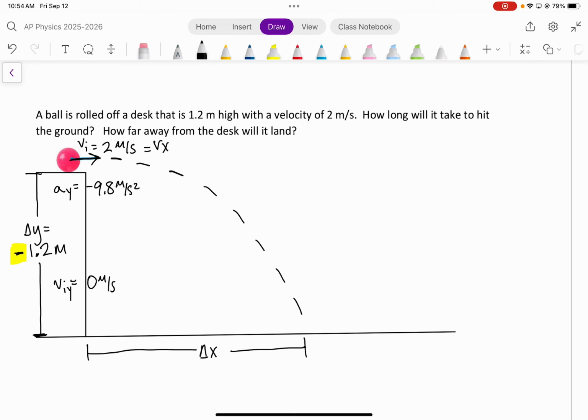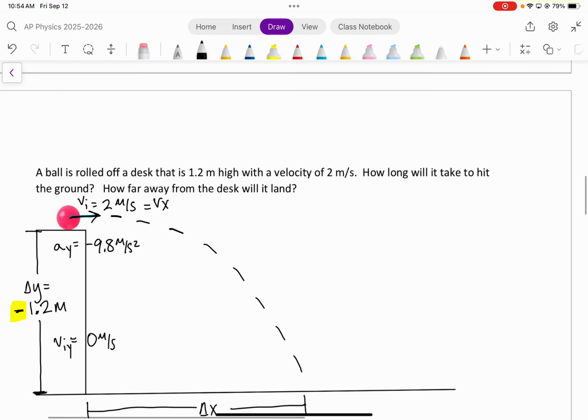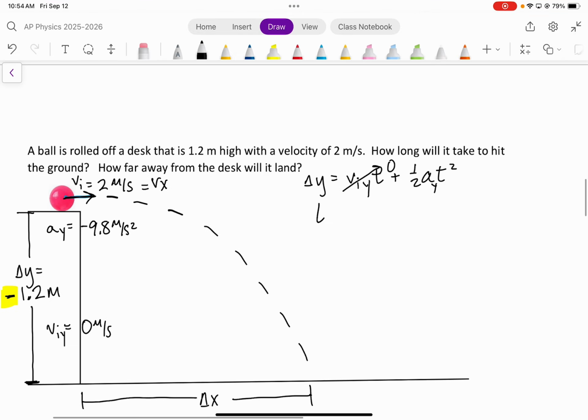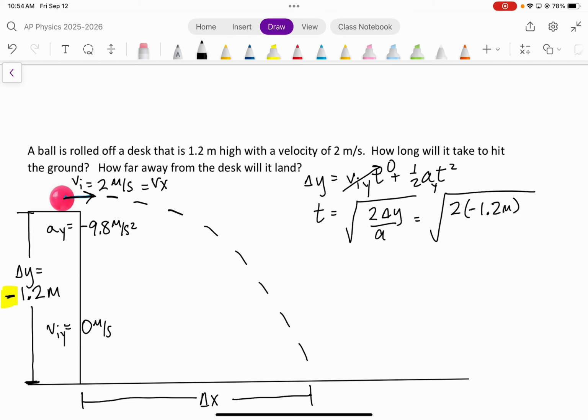So what I'm going to do is first solve for time using the variables in the y direction. I'm going to say delta y is VIy t plus 1/2 a t squared, and this is a in the y direction. VIy is 0, so I'm going to rearrange this. So time is going to be the square root of 2 times delta y over a. So I'm going to put this in: 2 times negative 1.2 meters divided by negative 9.8 meters per second squared.